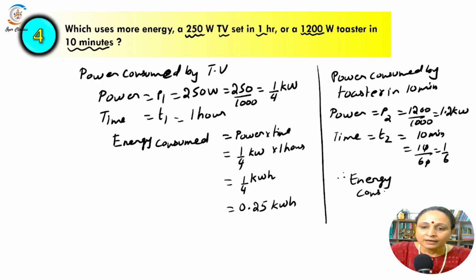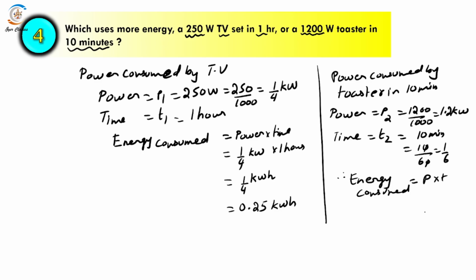energy consumed by the toaster is equal to power multiplied by time. What is the power? It is 1.2. And what about the time? It is 1 by 6. So if you cancel, this becomes 0.2 kilowatt hour.